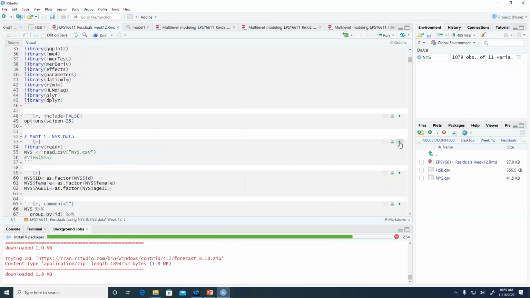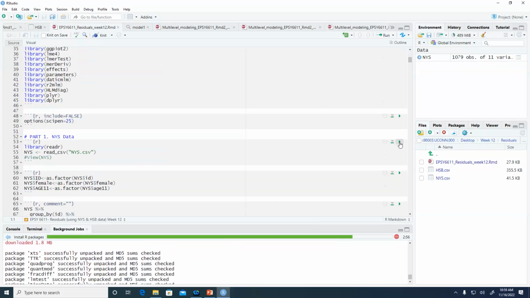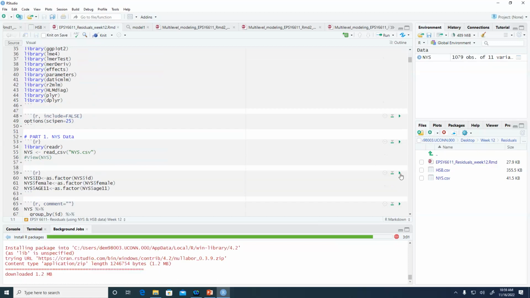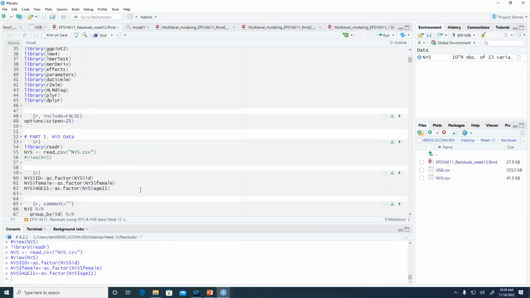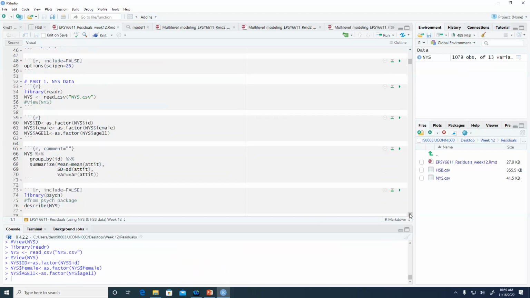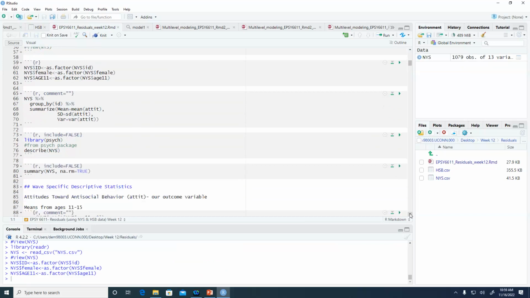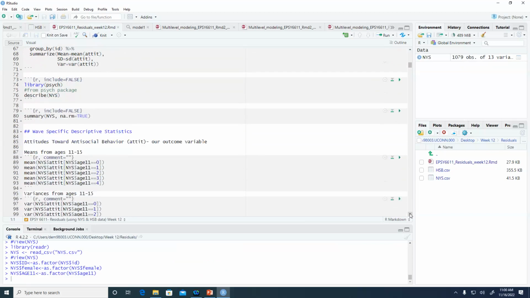whatever, lots of things. So right now, in the NYS data set, go ahead and run this little code that's going to tell it to create some factor variables. This is all just to get some descriptive statistics, but I'm going to skip through that descriptive statistics stuff, because we've seen it before.